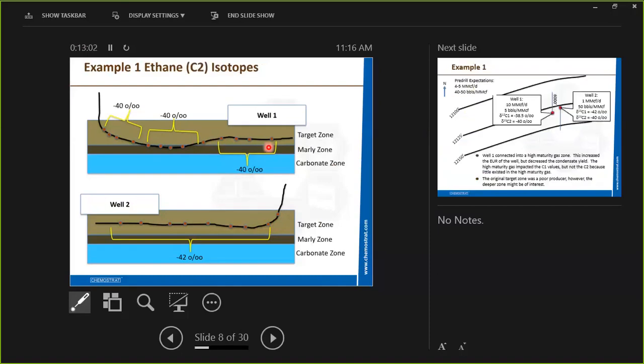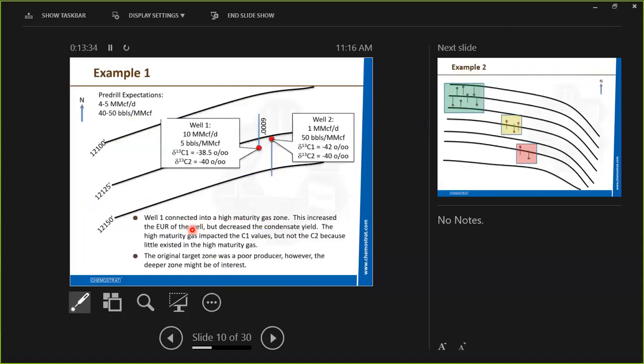And another thing that we look at is the ethane isotopes, again, which is C2. And if we look at those, they're pretty consistent even as we go through here and come back up and around, and again, throughout the lateral. So the mud gas may drop off as far as the total gas concentration, but you're not really seeing a big change in the ethane ratio, but you're seeing a big change in the methane ratio. So what might that indicate?